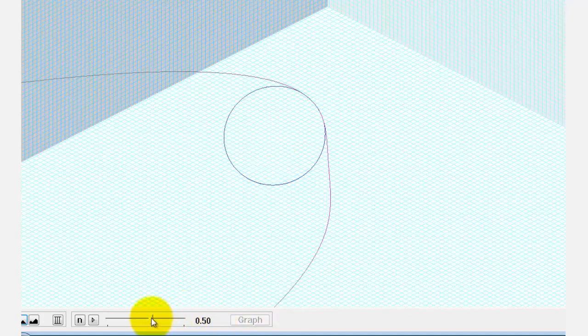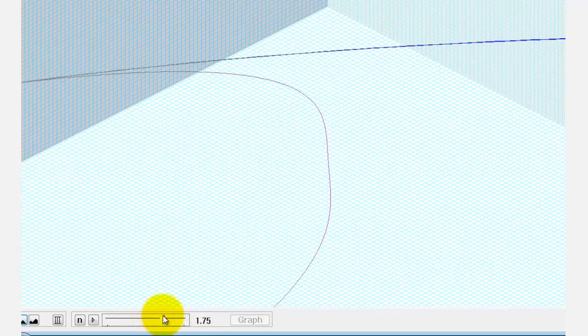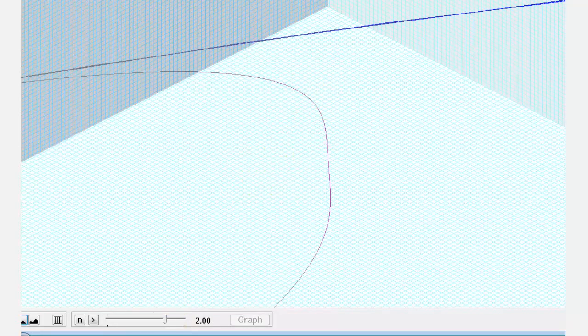So notice when t equals 2, here, the circle is extremely large, which means the radius is large, and since the curvature is the reciprocal of the radius, we should expect a very small curvature when t equals 2.